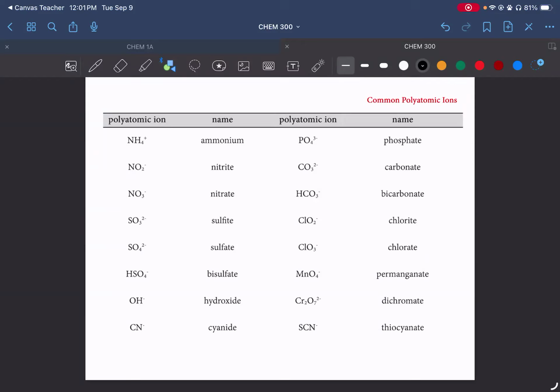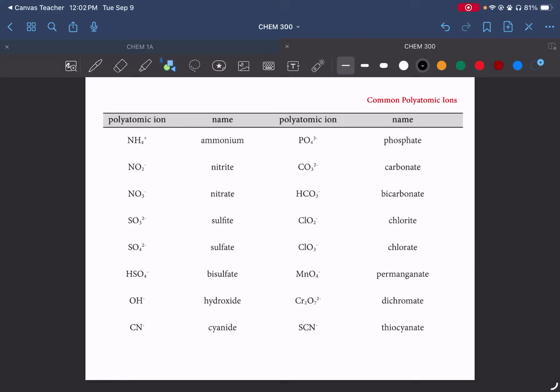All right, I'll say this very clearly right now. I do expect you to memorize this table. This is a list of common polyatomic ions that you are expected to memorize and know. Here's another. Anyone else missing that handout? Okay, great.